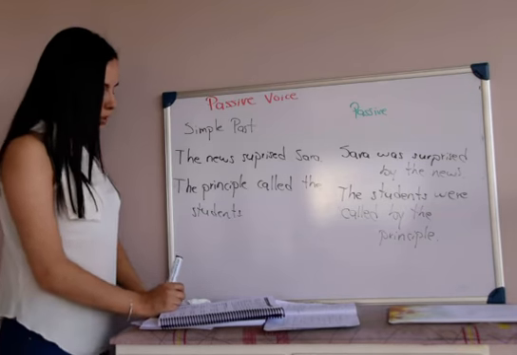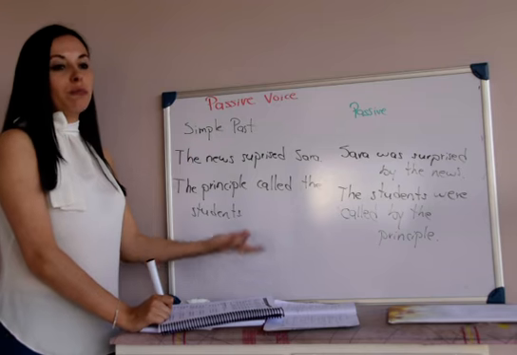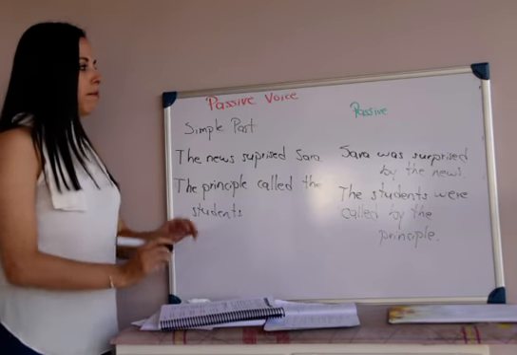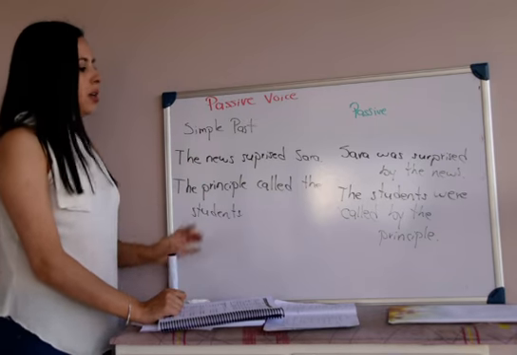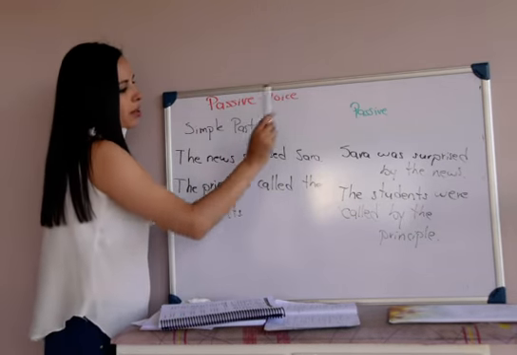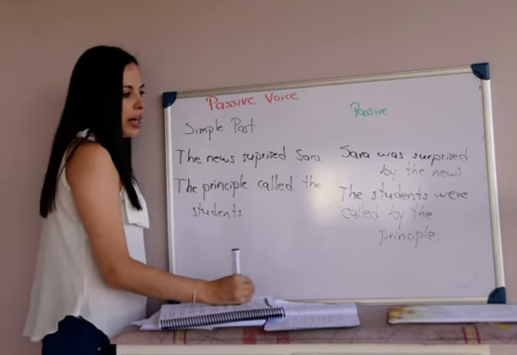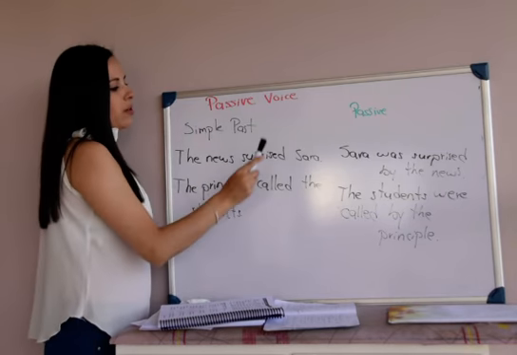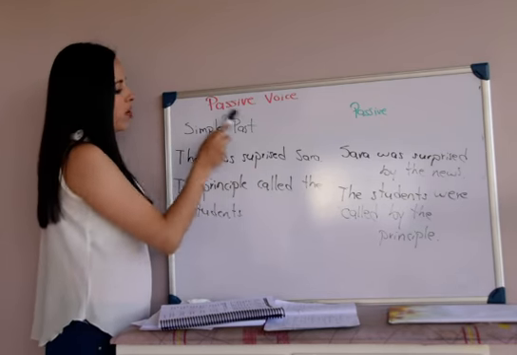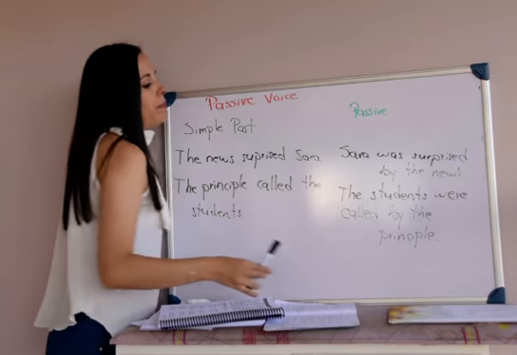Of course, we have passive voice for most verb tenses, but for now we're going to focus only on simple past and simple present. So the main difference between the active and the passive is that we move the order: the subject goes to the end, and we add the verb to be. If we are in simple present, we add the verb to be in simple present. If we are in simple past, we add the verb to be in simple past.